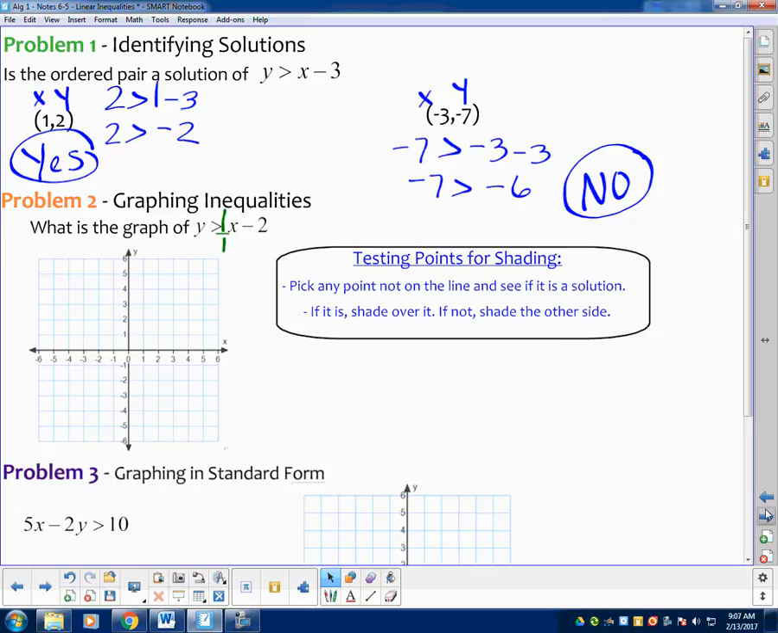So where are we starting on this inequality to graph it? Negative 2. Put a dot on negative 2, please. Oh, it works now, Allie. Okay. Put a dot on negative 2, and then where do I go from there? Up 1 over 1.